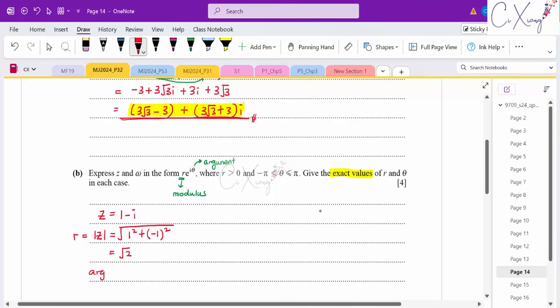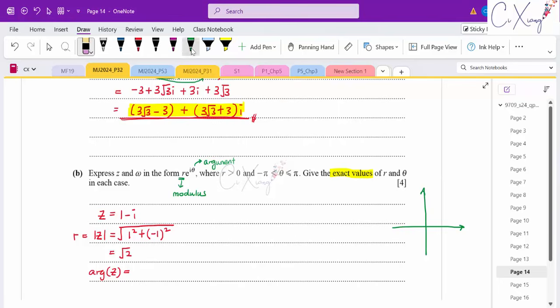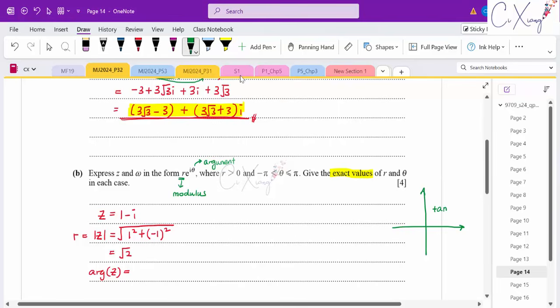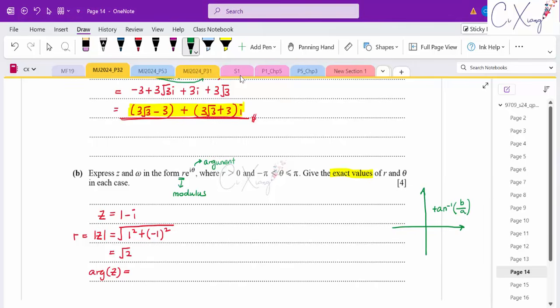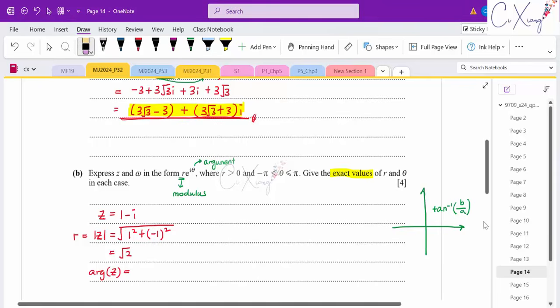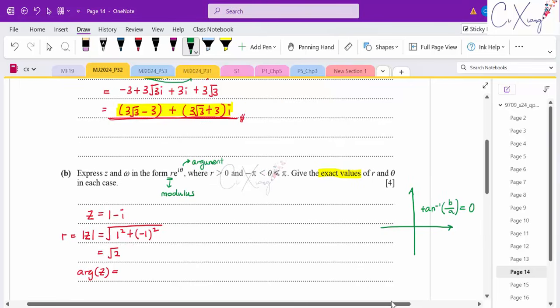Then to get the argument of Z, you need to have a look at the quadrant in which your complex number is located. If it is in the first quadrant, then it will be tan inverse of b over a. The b here means the coefficient of the imaginary part, and the a here means the real part. Usually this tan inverse of b over a is the basic angle, so to keep it simple I will call it theta.